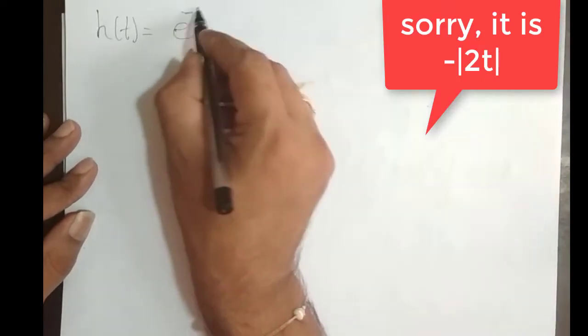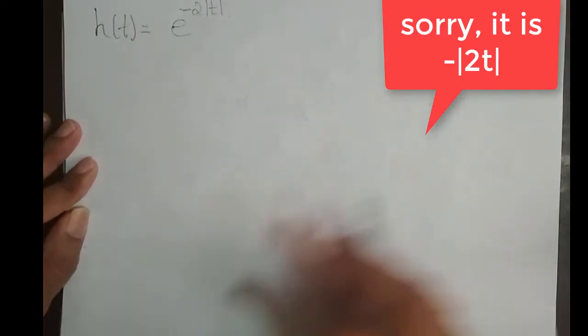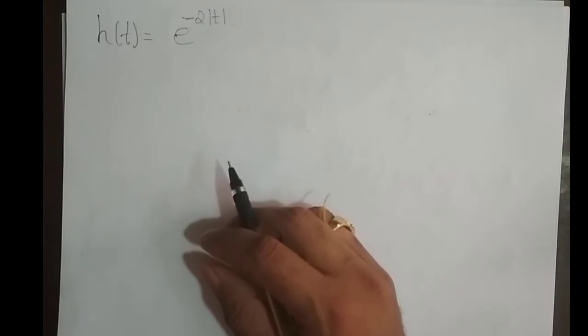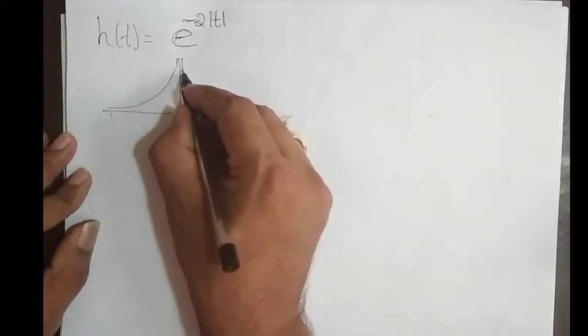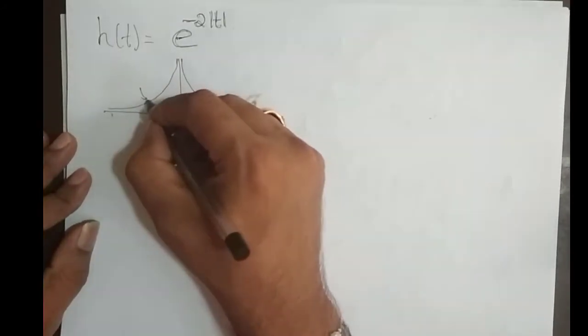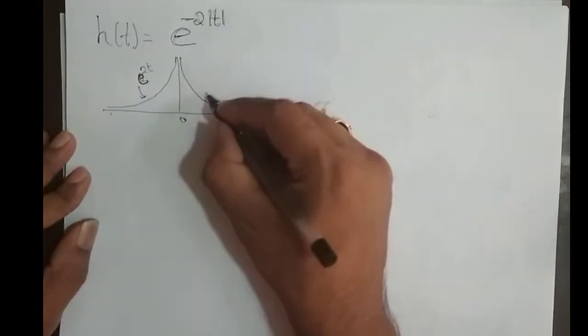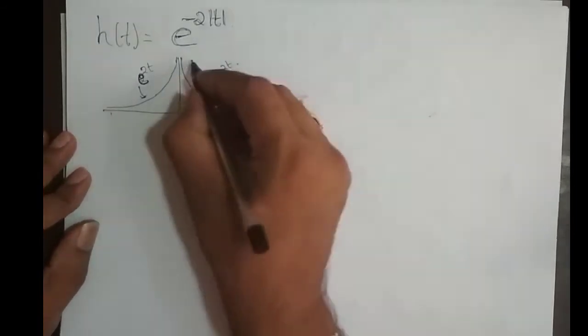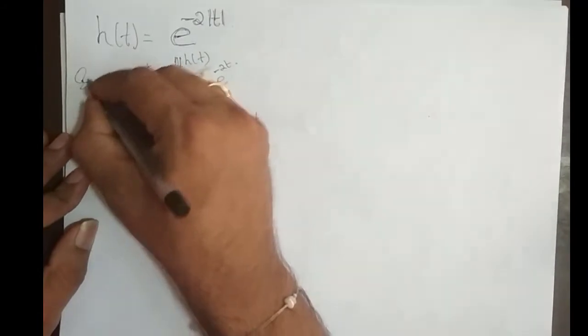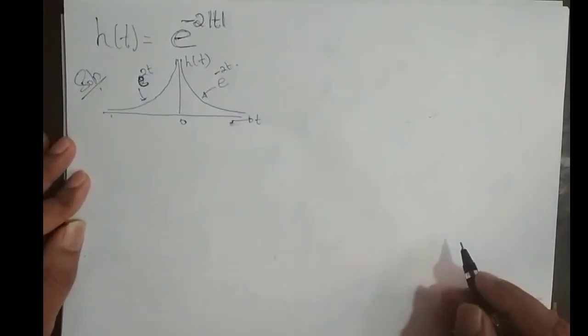So we'll take up one more problem. The problem is, impulse response is h of t is equal to e power minus 2 times mod of t. Okay, if I plot it, how does it look? Again, on the negative side of t, it is exponentially increasing, and on the positive side of t, it is exponentially decreasing. This is e power 2t and this is e power minus 2t. Okay, so this is t, this is h of t. Solution. This is how h of t looks like.